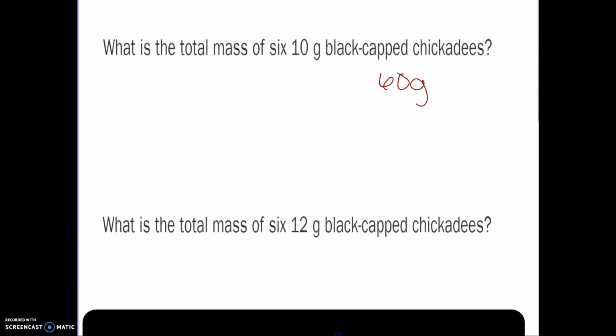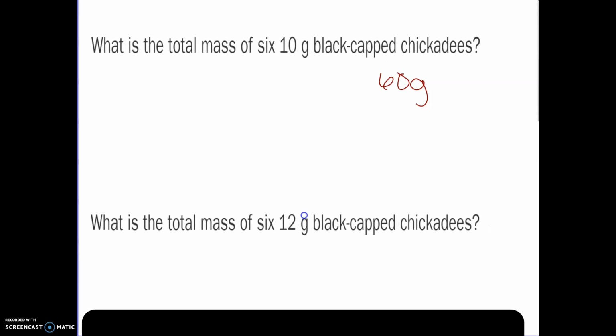Here's another one. What is the total mass of 6 12-gram black-capped chickadees? Well, counting by 12 6 times can be a little dicey. But what I can do is take my 12 and break it into 10 and 2.